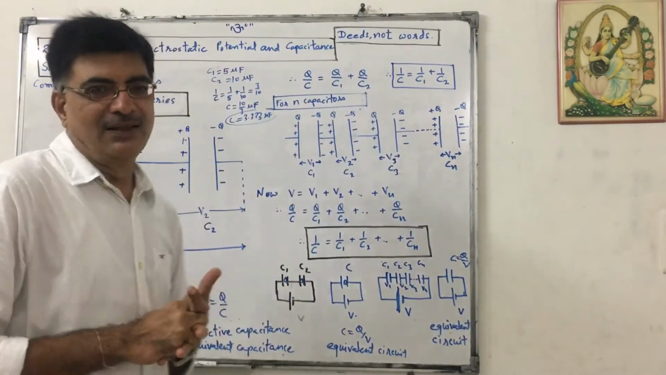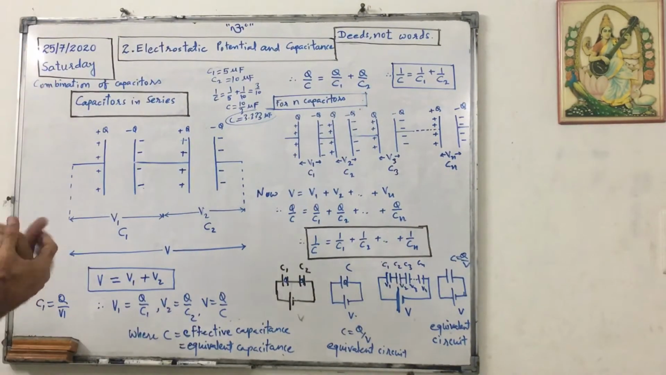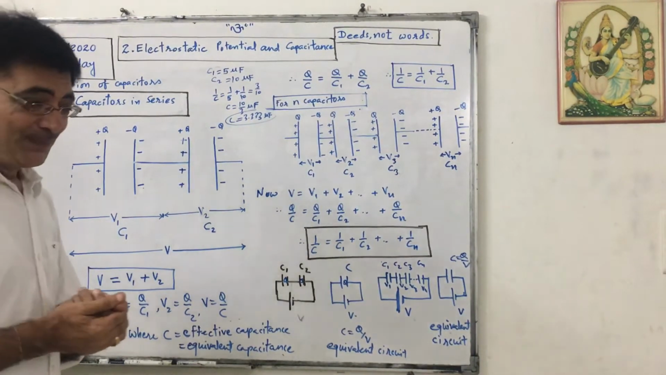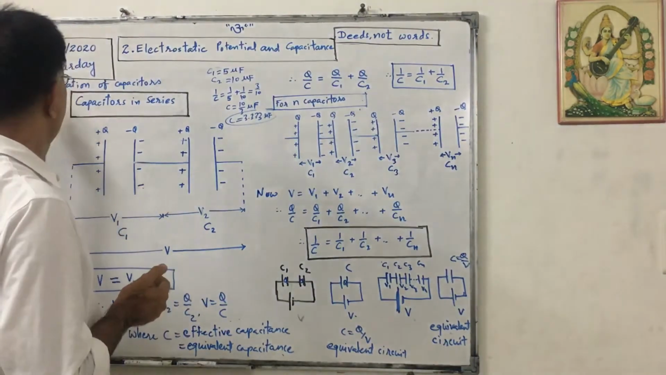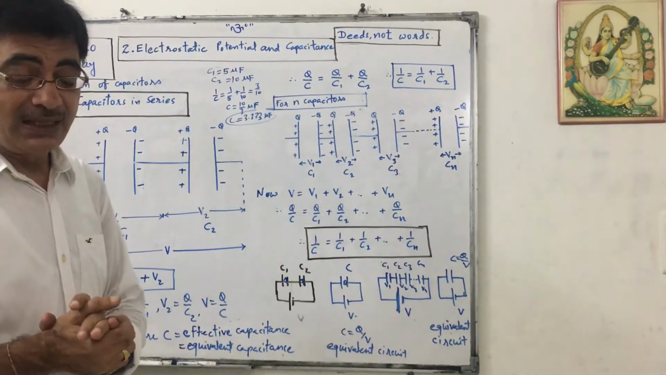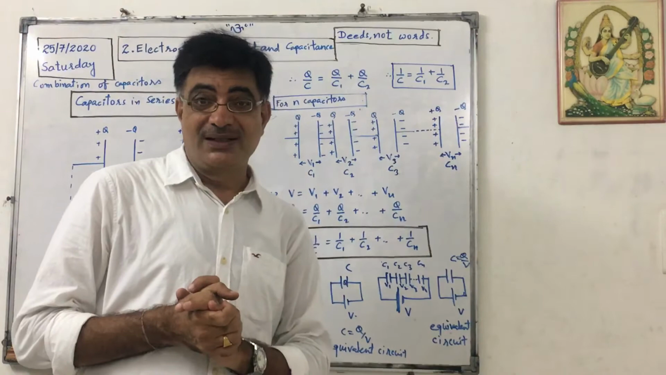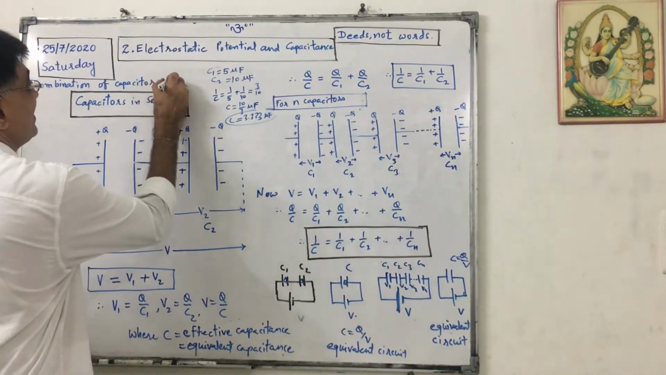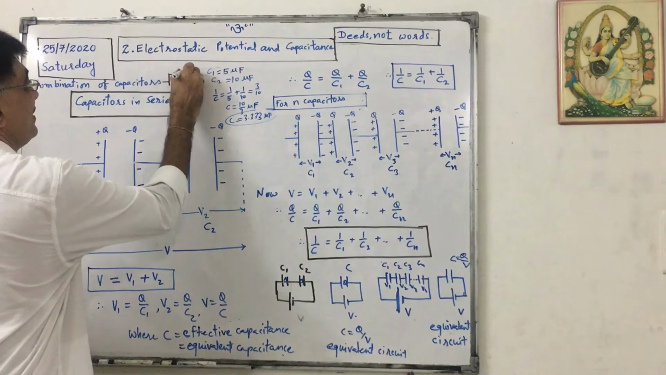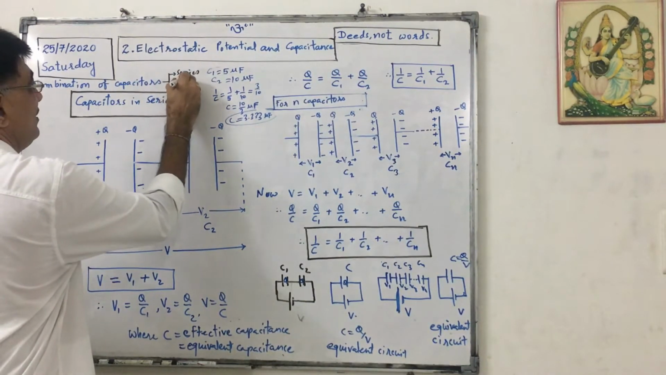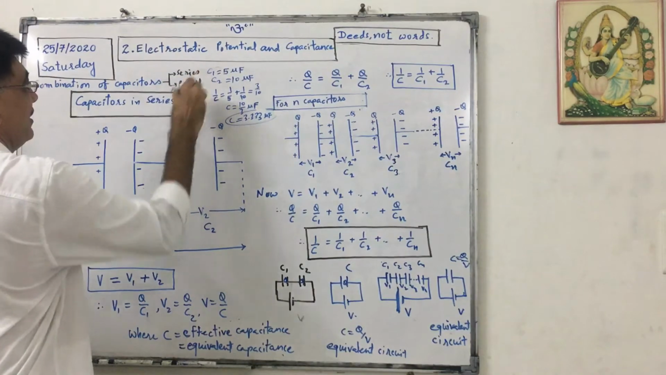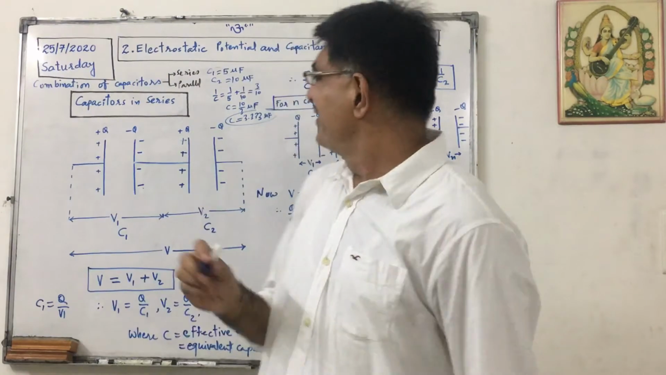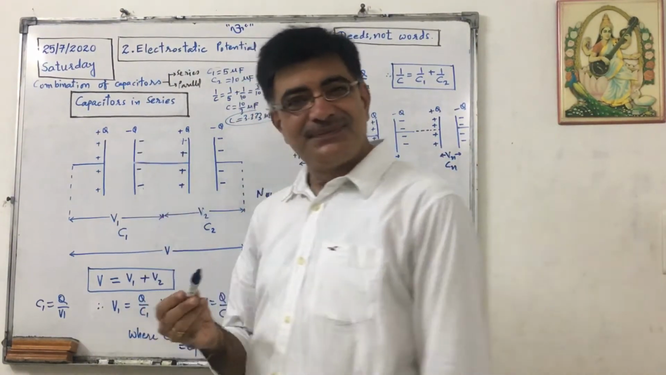We are learning second lesson, electrostatic potential and capacitance. Okay, so today's topic is combination of capacitors, means how we can connect capacitors. There are two ways. Either we can connect them in series or in parallel. Today we are going to discuss series combination. Okay, so capacitors in series.